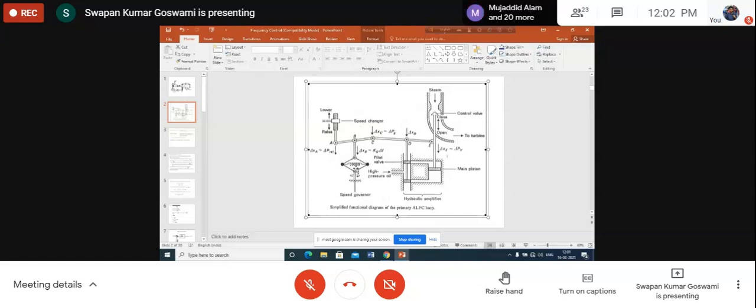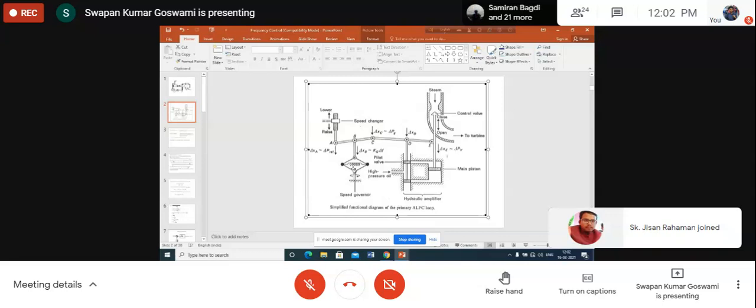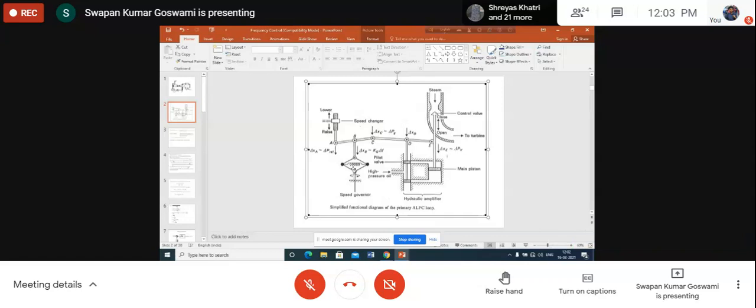Now let us give a power increase command. Say for some reason we want the power output of the generator to increase. If we can change the power output of the generator, then we can actually control the frequency also, because for frequency control, the power output of the generator has to be changed. So let us see how power output may be increased or decreased.